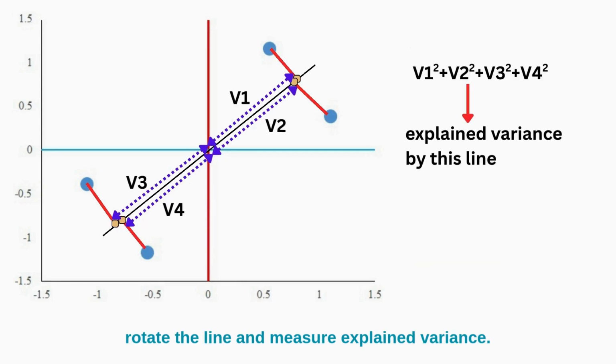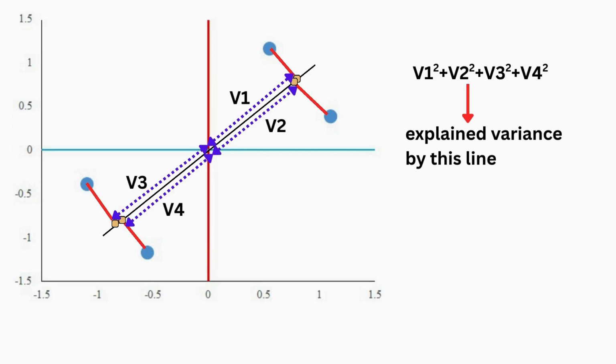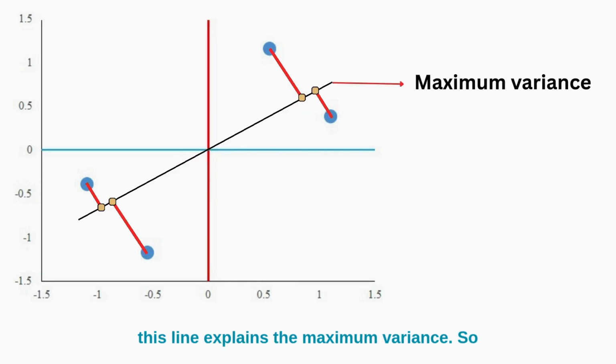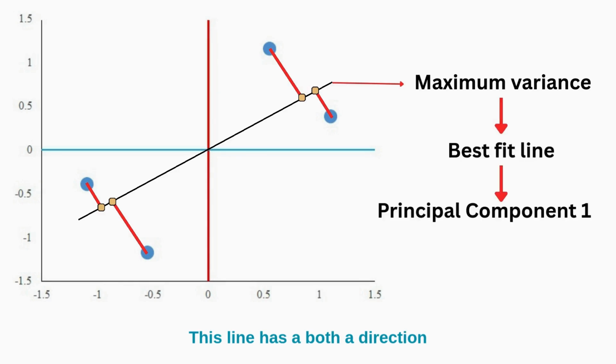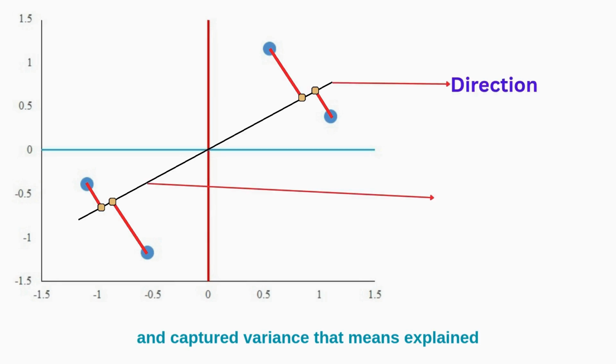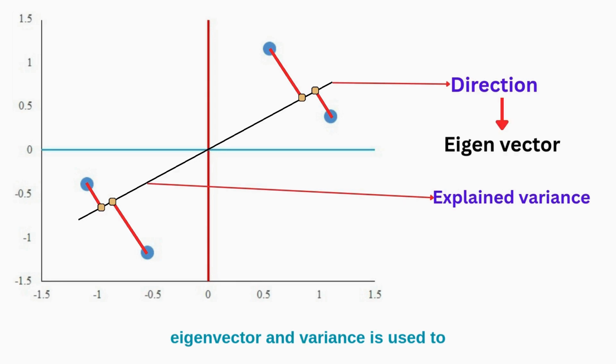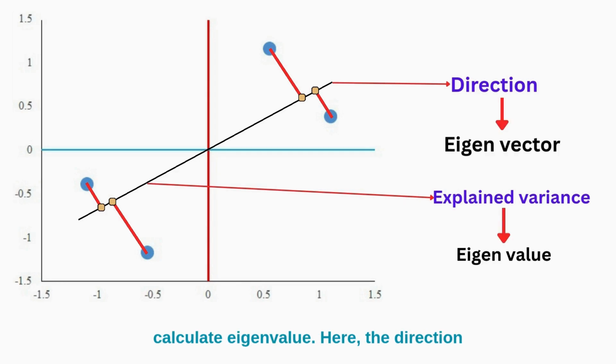Now rotate the line and measure explained variance. This way we rotate the line until we get the maximum sum of explained variance. Finally, this line explains the maximum variance, so this is the best fit line or principal component 1. This line has both a direction and captured variance, that means explained variance. The direction is called eigenvector and variance is used to calculate eigenvalue.